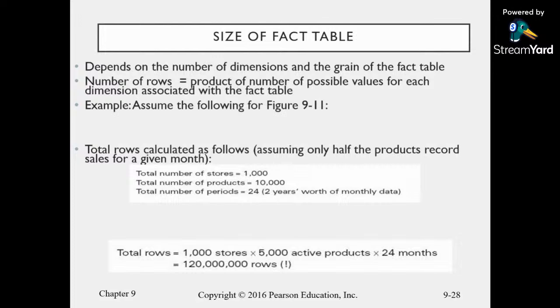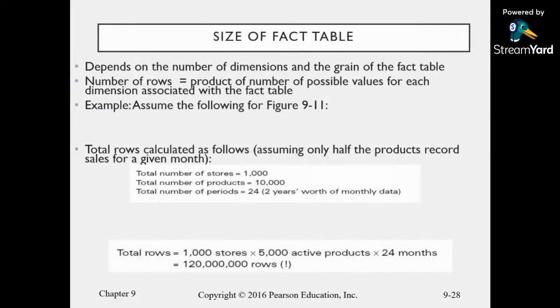Depending on the number of dimensions and the grain of the fact table, the number of rows can be determined by the product of the number of possible values for each dimension associated with the fact table. When you check the textbook, you could see figure 9.11, where I've given you an example. The total rows are calculated as follows.